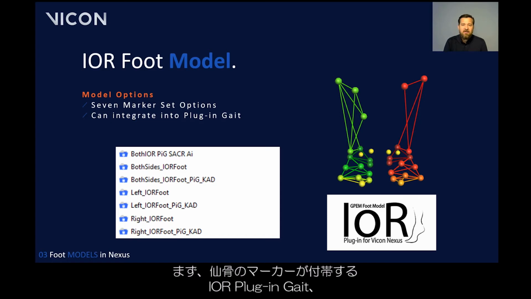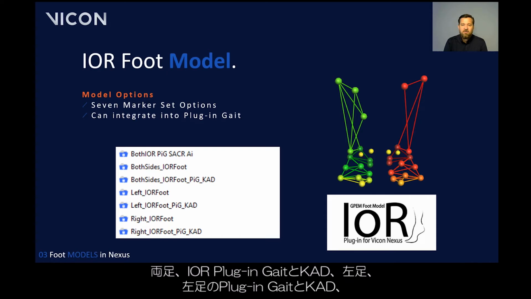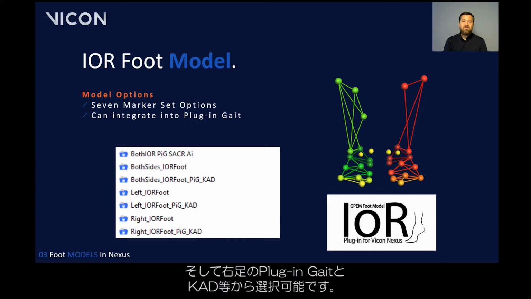We have the IOR Plug-in Gait with a sacral marker. We've got both feet: IOR Plug-in Gait and CAD. We have the left foot. We have the left foot Plug-in Gait and CAD. We have the right foot, and then we have the right foot Plug-in Gait and CAD available.